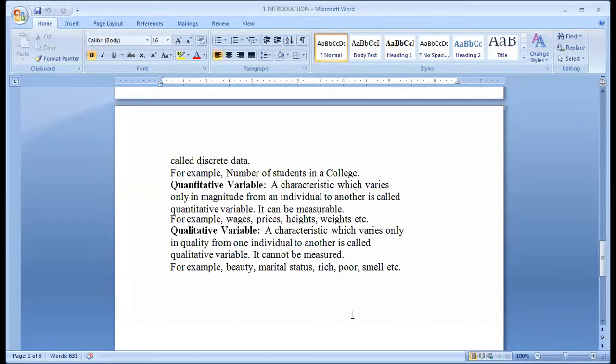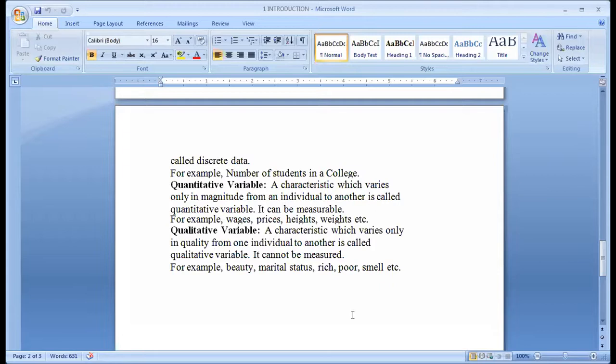Then there is quantitative variable and qualitative variable. Now, what is quantitative variable? A characteristic which varies only in magnitude from an individual to another is called quantitative variable. It can be measurable, for example, wages, price, height, weight, etc. are quantitative. That means wherever the variable on which numerical information is available is termed as quantitative variable. So I repeat, the variable on which numerical measurement is available, it can be measurable, then in that case it is termed as quantitative variable.